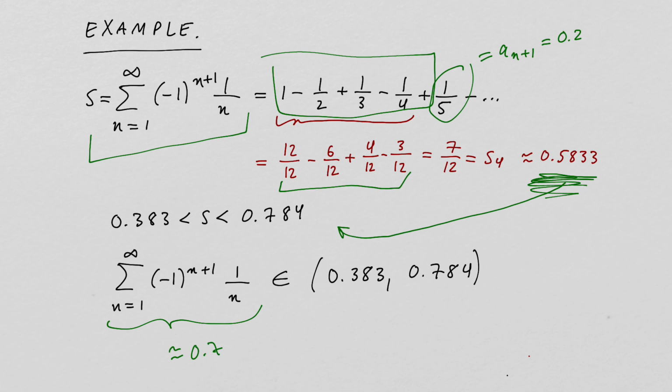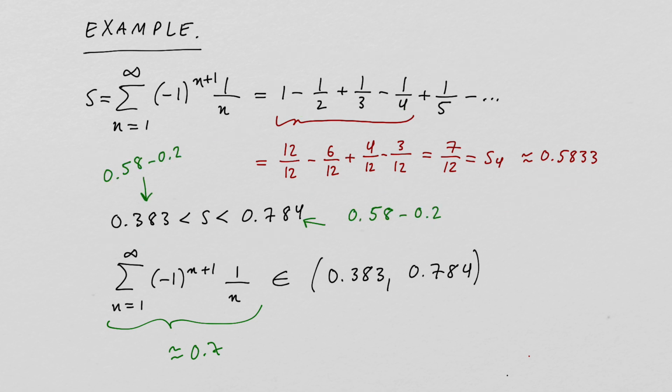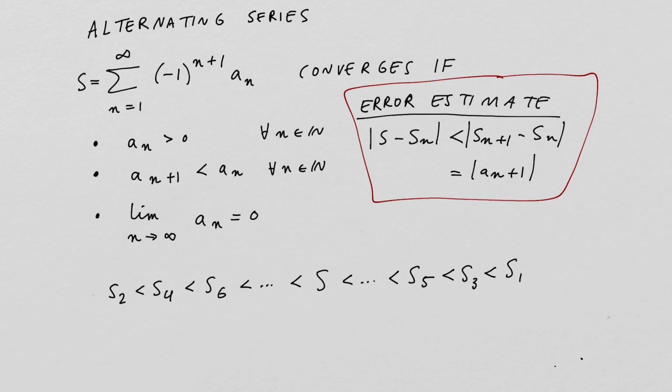We know that the true sum of the series is between these two numbers, 0.58 plus 0.2 and 0.58 minus 0.2. The actual value of the series is 0.7. We can check the value by some computer software. So alternating series are actually quite easy to study.